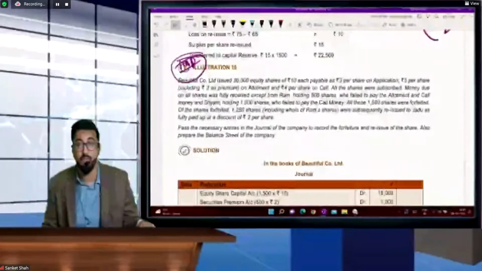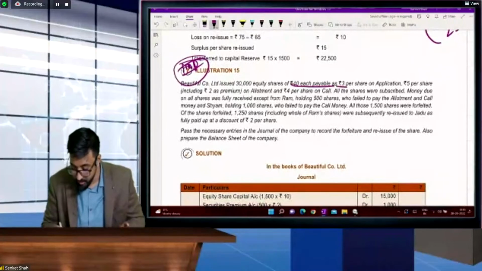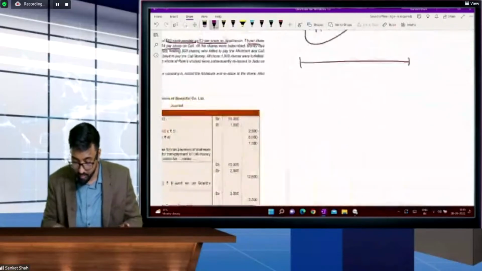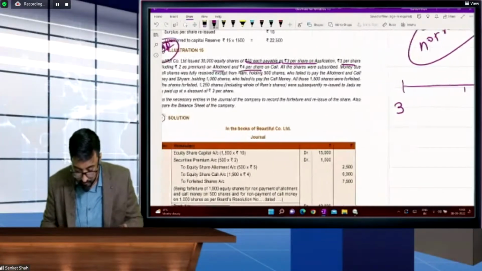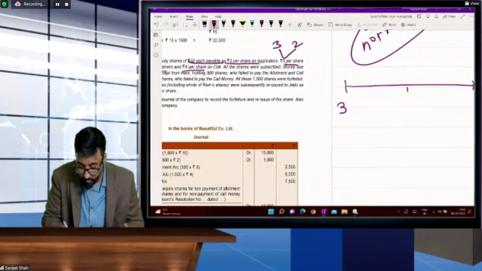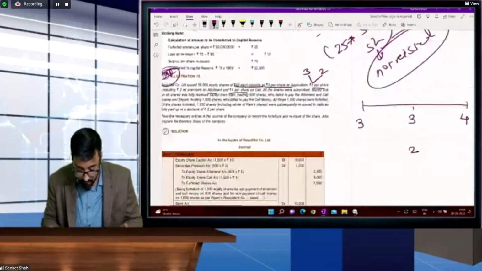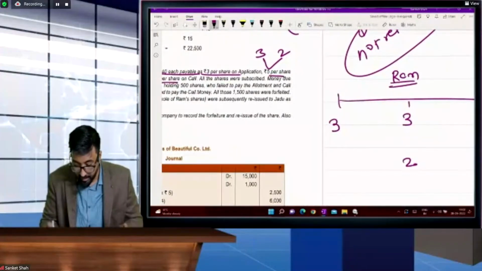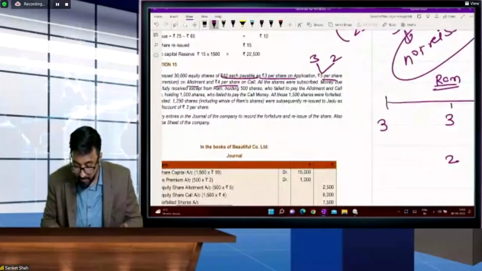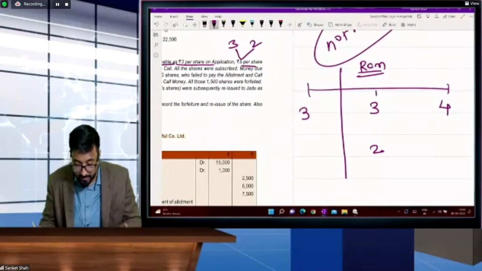Beautiful Company Limited issued 30,000 equity shares of 10 each, payable 3 on application, 5 on allotment, 4 on call. So diagram. 3, 5 will be divided 3 face value, 2 security premium, and 4. Except Ram. Now beta, see Ram ka share. Holding 500 shares, failed to pay allotment money. So first diagram before allotment and call money.